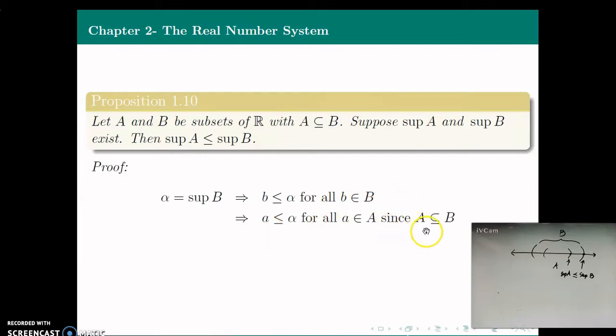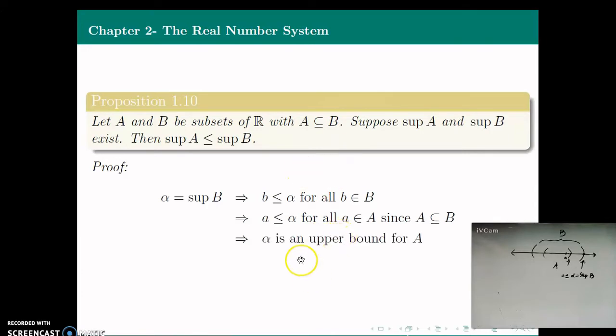And then since A is a subset of B, it is very clear that A is less than or equal to alpha. So if we let the supremum be equal to alpha, the element A could be here or anywhere here. As you can see, A is less than or equal to alpha, which is the supremum of B.